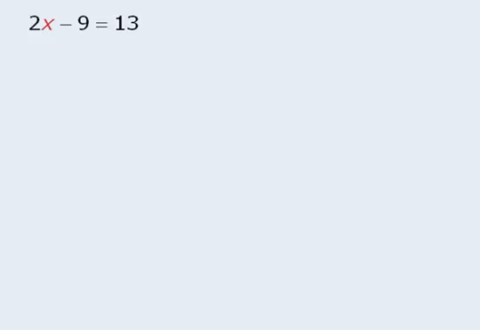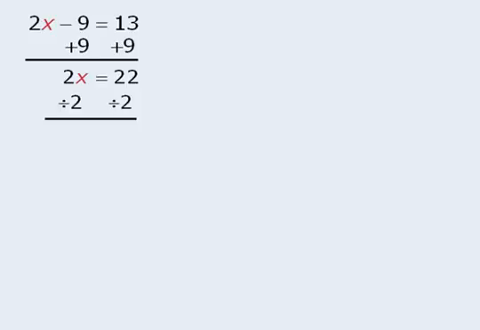Okay, let's keep practicing. Let's first eliminate the minus 9, or negative 9, from the left-hand side by adding 9 to both sides of the equation. When we do this, we are left with 2x on the left-hand side, and on the right-hand side, 13 plus 9 is equal to 22. From here, if we divide both sides by 2, we get x on the left-hand side, and we get 11 on the right-hand side. So the solution to this equation is x equals 11.